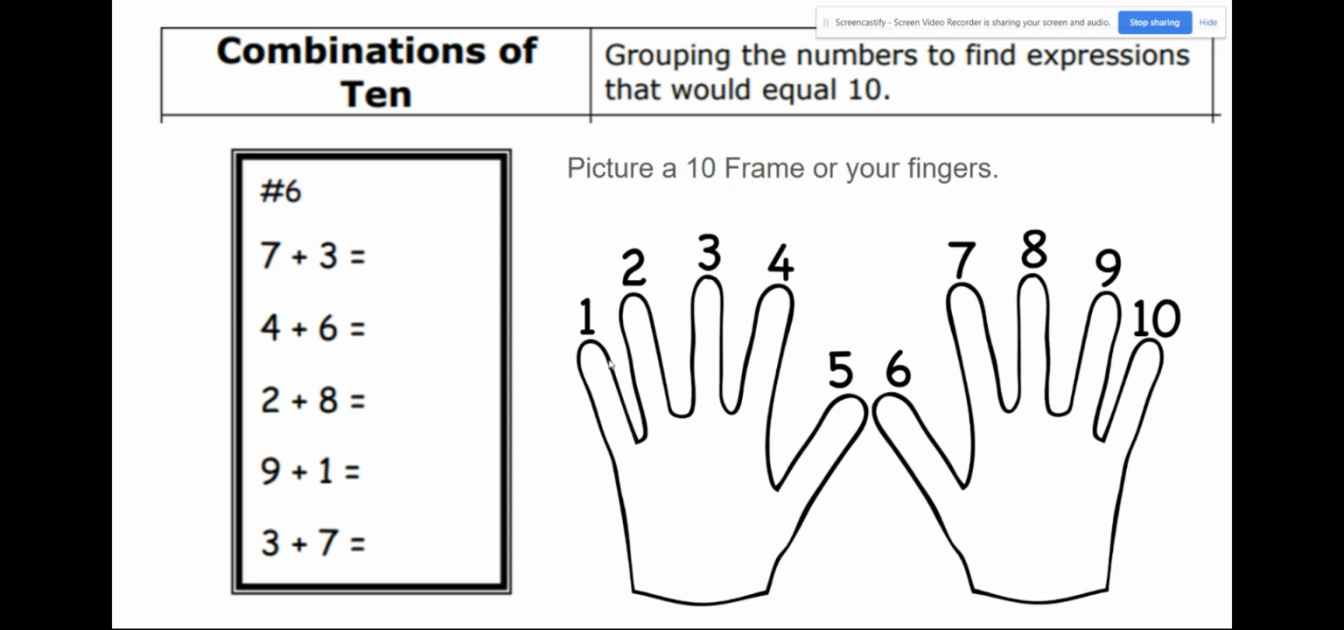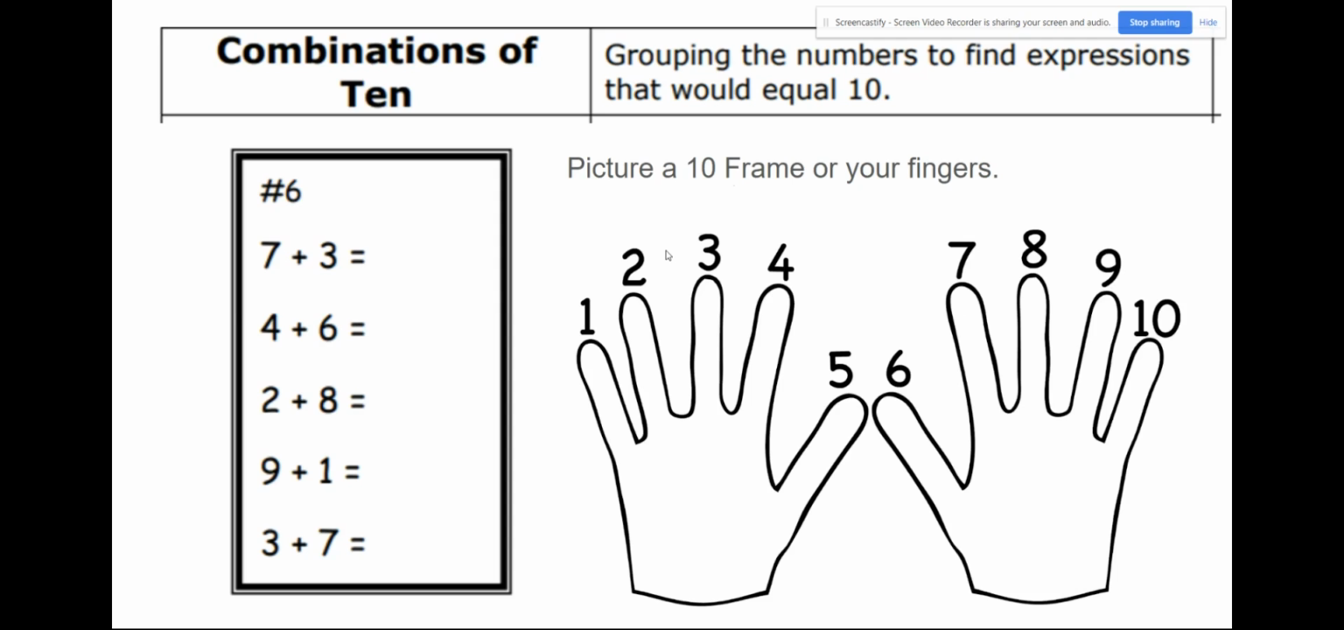4 plus 6. 1, 2, 3, 4. How many fingers are left on the other side? 1, 2, 3, 4, 5, 6. Because 4 plus 6 equals 10. If you had 2 fingers on one side, how many would be on the other side? 1, 2, 3, 4, 5, 6, 7, 8. And they're always going to equal 10.